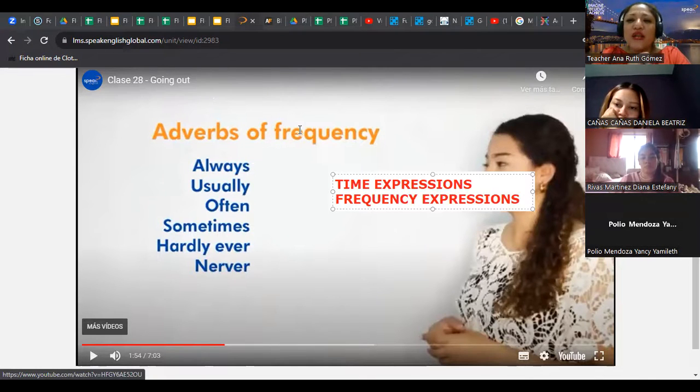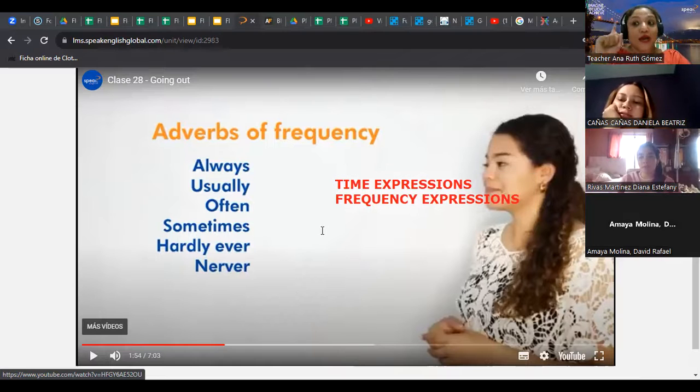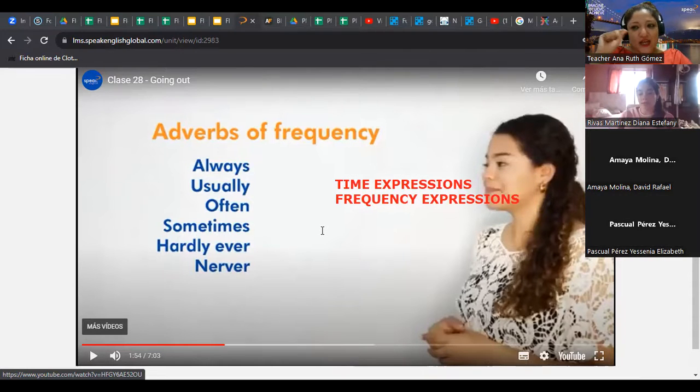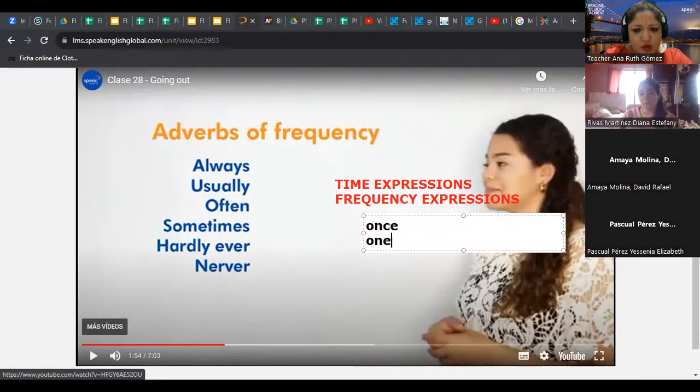How do you say una vez in English? Una vez. How do you say that? One more time. Okay, once. That is the correct expression. Once, all right? Once, this is the correct expression, once. But you can say one time and there is no problem. But the most common thing is to say once.